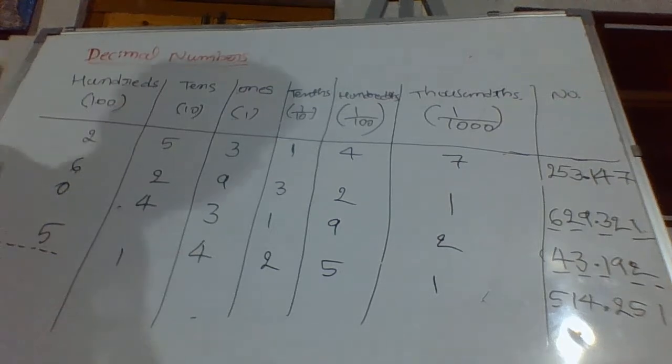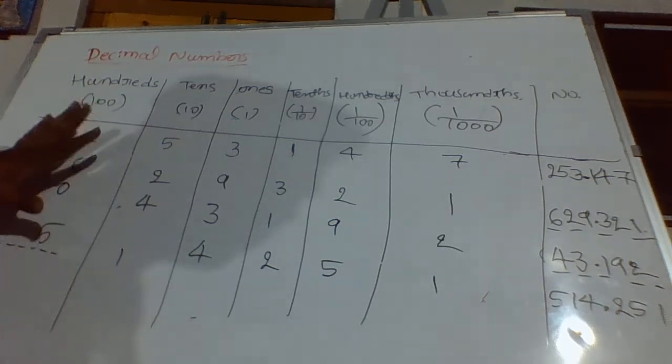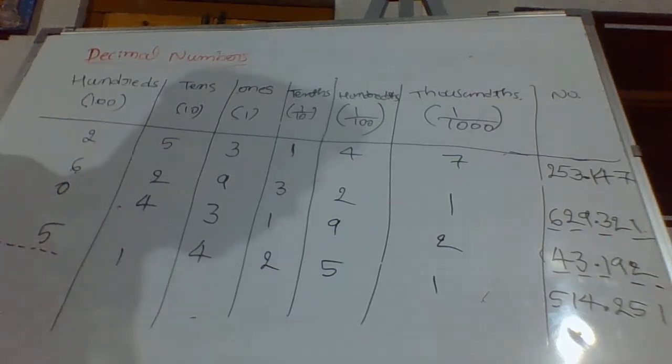Now, like this only, they have given another 4 examples. Try to solve those 4 examples. These 4 examples are very similar to the first 4 examples. And if you have any doubt, you can contact me. So now I will discuss how to expand these decimal numbers.